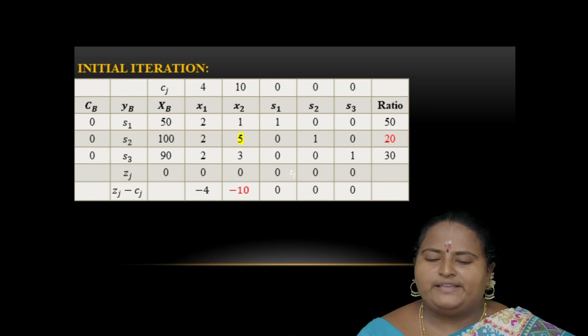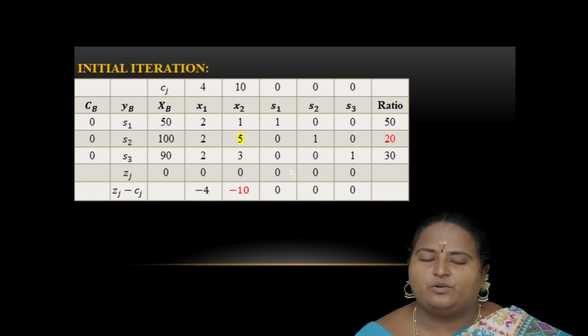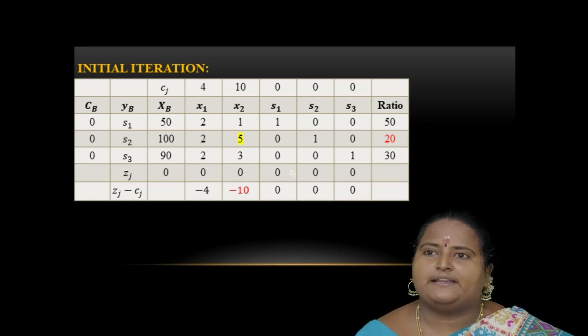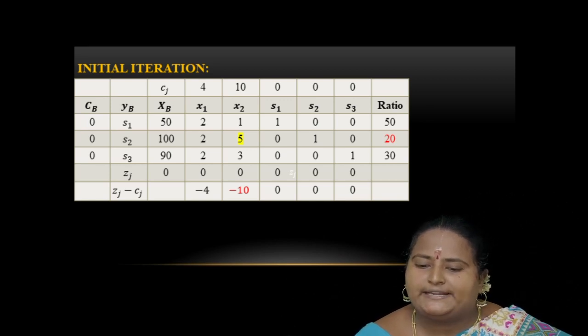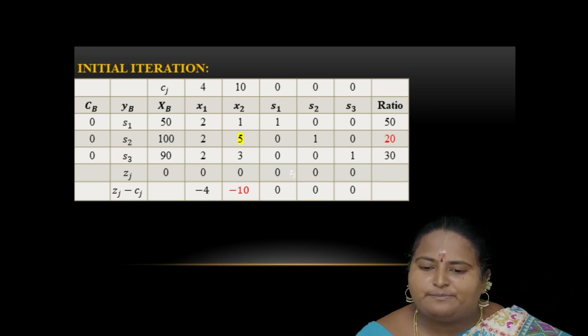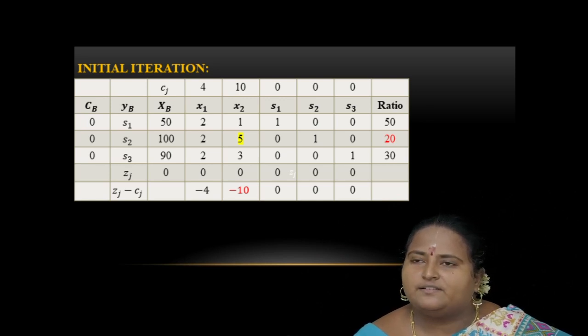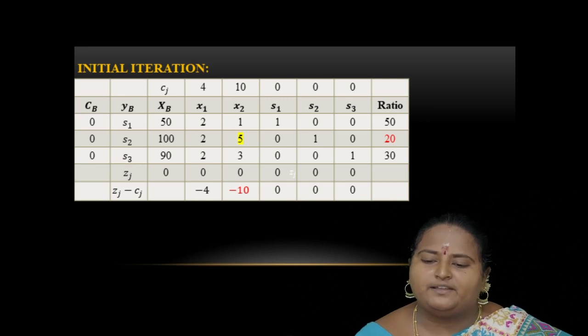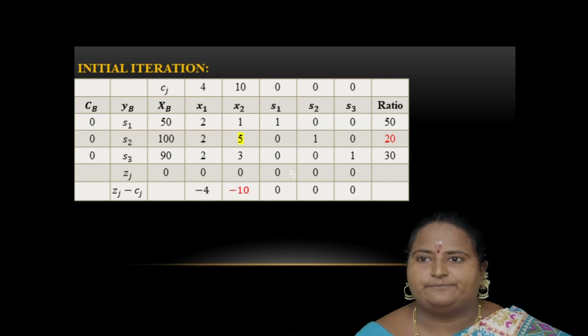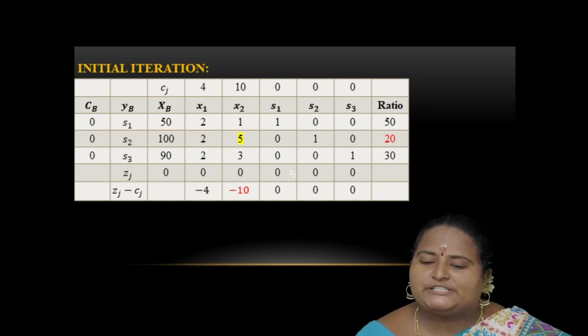For knowing the leaving variable, we have to calculate the ratio. For that we have to divide xb by x2. Since x2 is the entering variable, we divide the values in the column of xb by the values in the column of x2. So 50 by 1, which is 50, 100 by 5, which is 20, and then 90 by 3, which is 30. We have to choose the minimal ratio value, which is 20, which corresponds to S2.